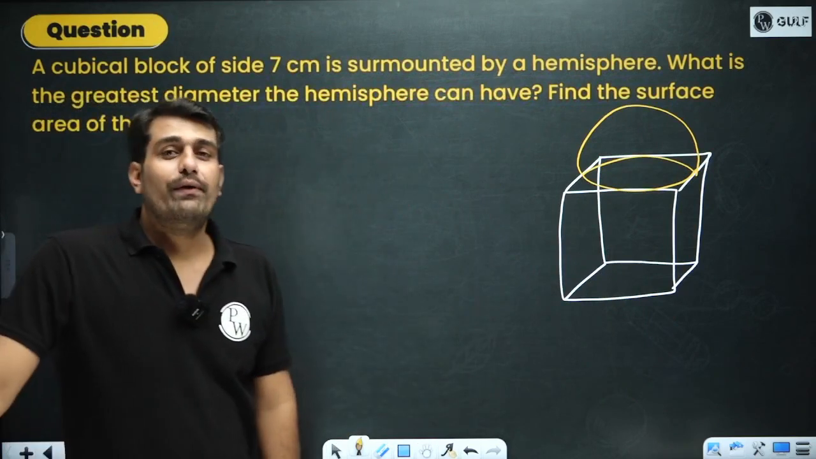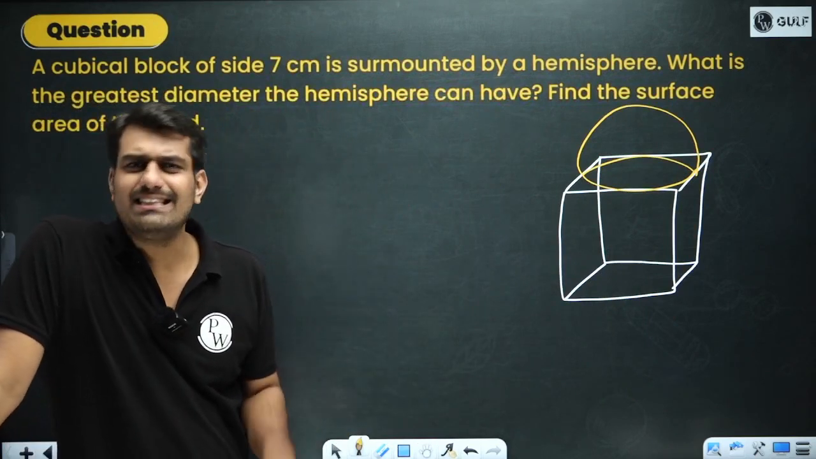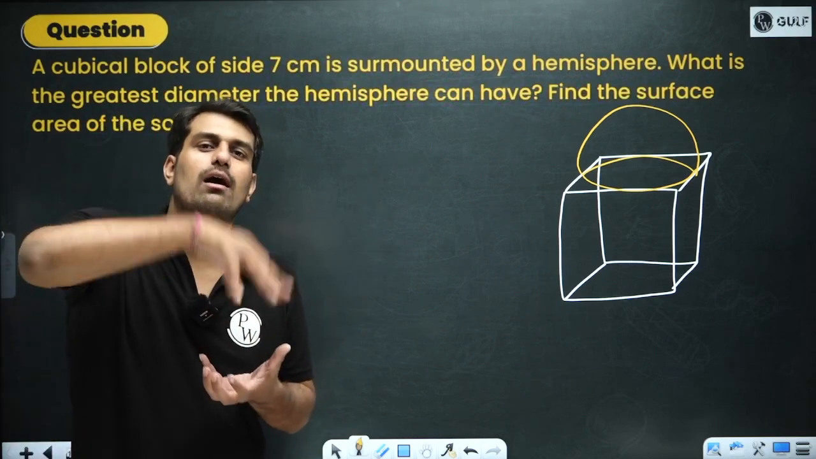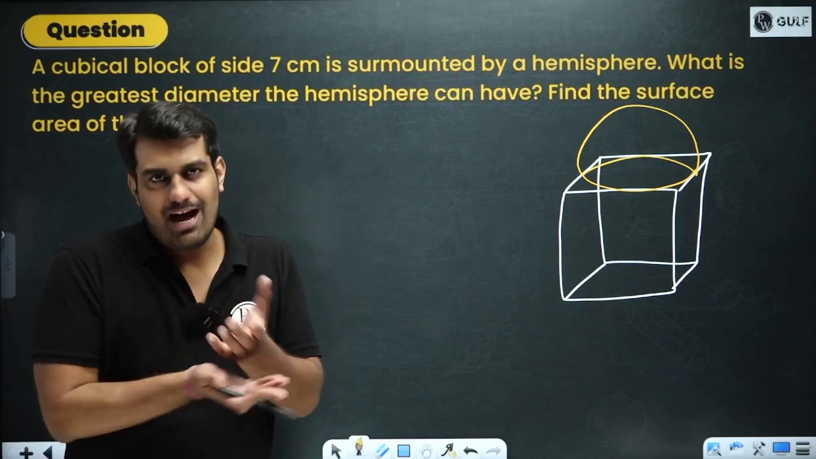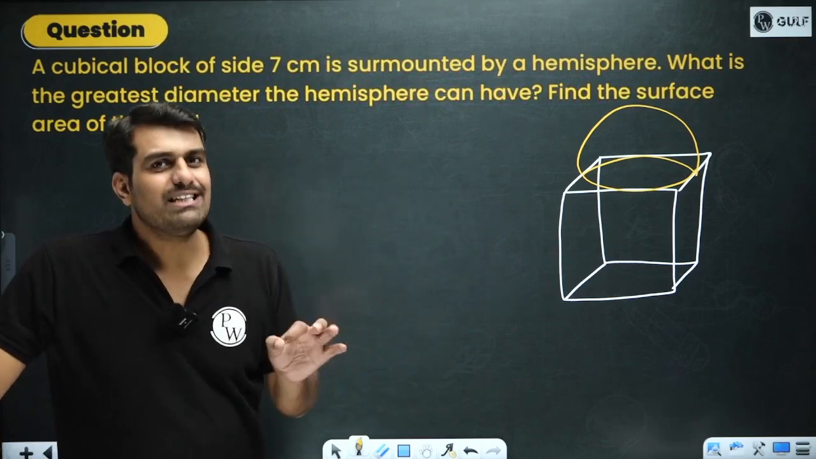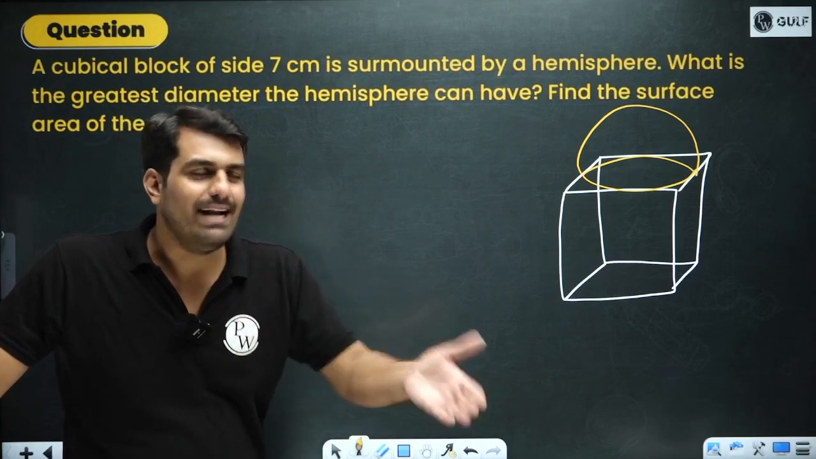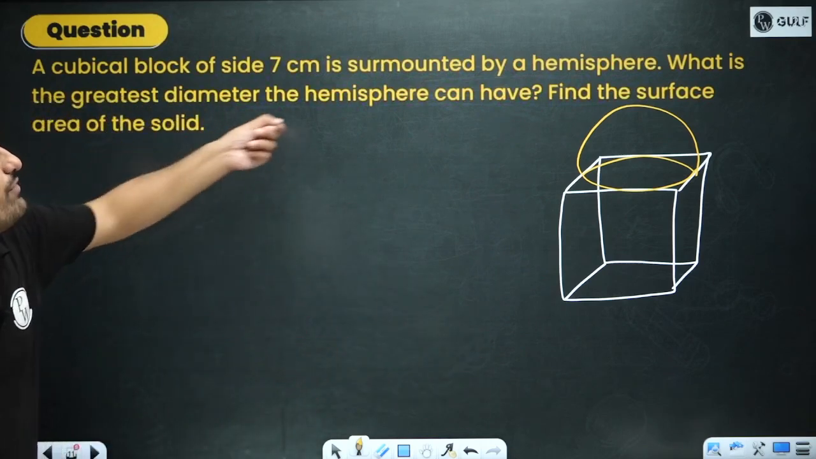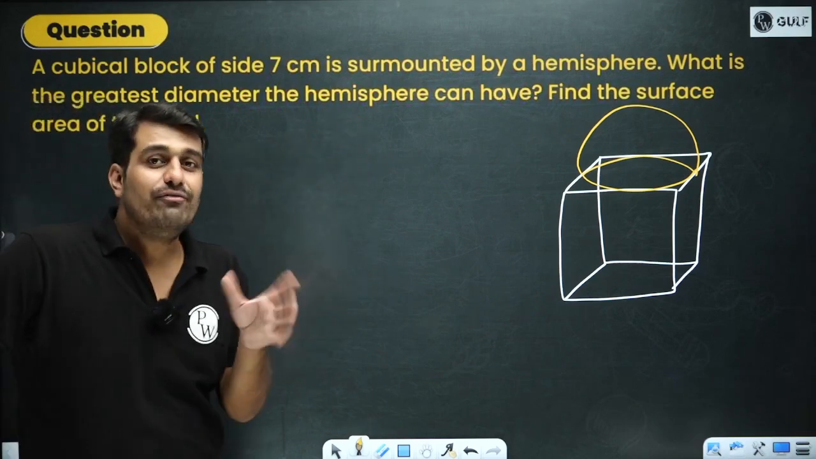I don't know how good this representation is, but it is something like this. We have a cubical box, and above this we have put up basically a half ball, which is a hemisphere. Now this is the first statement of the problem. The rest of the statement is what you need to understand and calculate. What is the greatest diameter of the hemisphere that we can have?